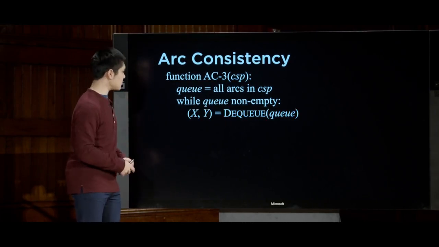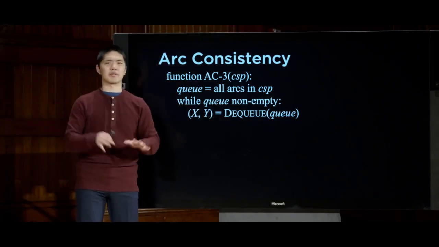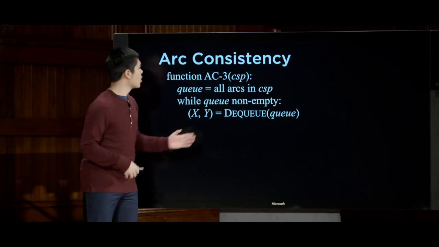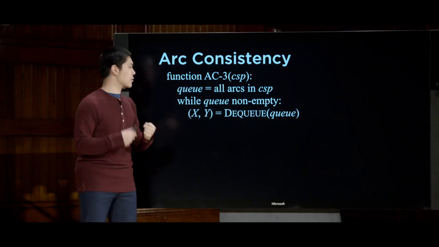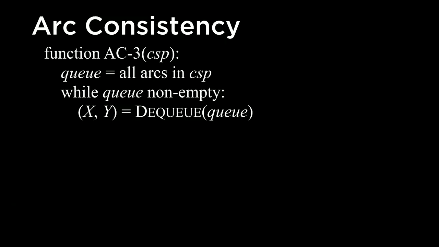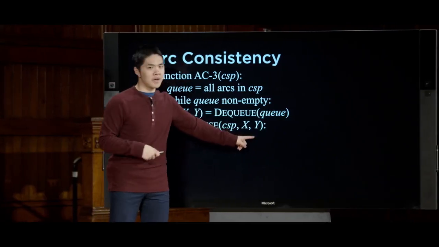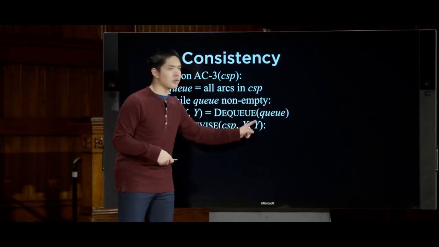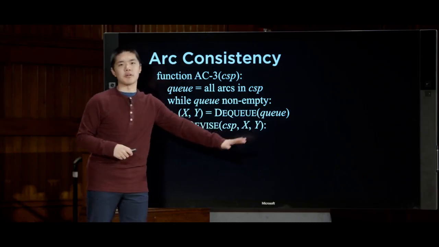What do we have to do? Well, we'll start by dequeuing from the queue. Remove something from the queue. And strictly speaking, it doesn't need to be a queue, but a queue is a traditional way of doing this. We'll dequeue from the queue, and that'll give us an arc, x and y, these two variables where I would like to make x arc consistent with y. So how do we make x arc consistent with y? Well, we can just use that revise function that we talked about a moment ago. We call the revise function, passing as input the constraint satisfaction problem, and also these variables x and y, because I want to make x arc consistent with y. In other words, remove any values from x's domain that don't leave an available option for y.